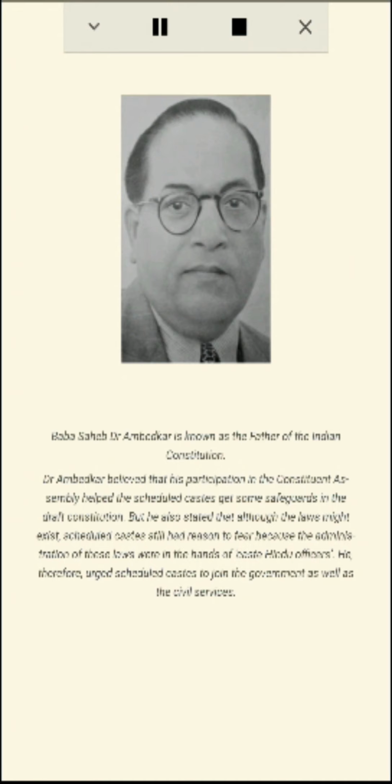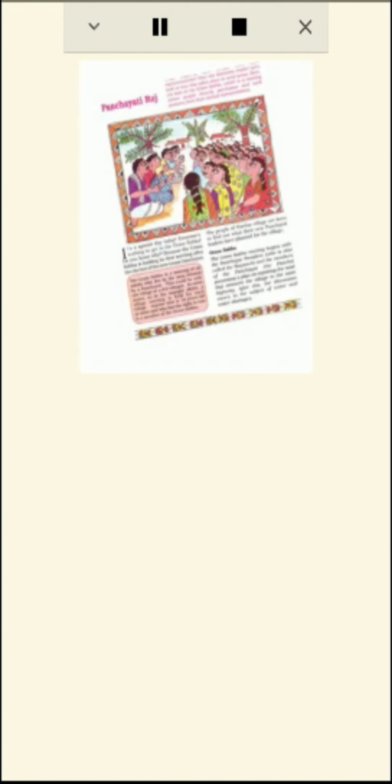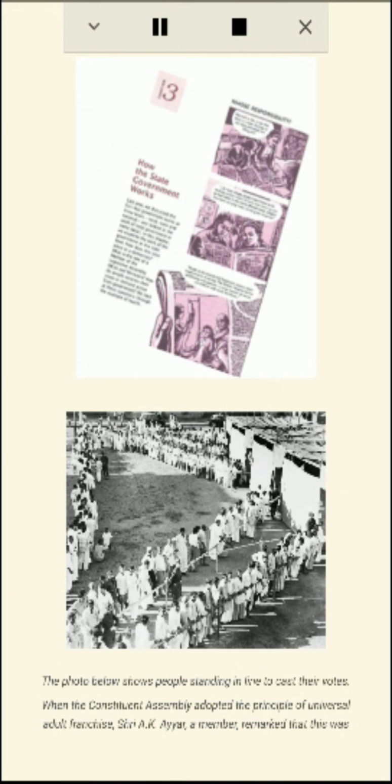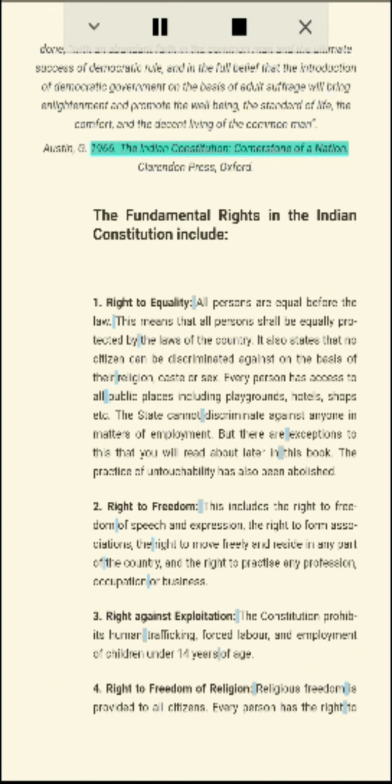The photo below shows people standing in line to cast their votes when the Constituent Assembly adopted the principle of universal adult franchise. Shri A.K. Iyer, a member, remarked that this was done with an abundant faith in the common man and the ultimate success of democratic rule, and in the full belief that the introduction of democratic government on the basis of adult suffrage will bring enlightenment and promote the well-being, the standard of life, the comfort, and the decent living of the common man. Austin, G. 1966. The Indian Constitution, Cornerstone of a Nation. Clarendon Press, Oxford.